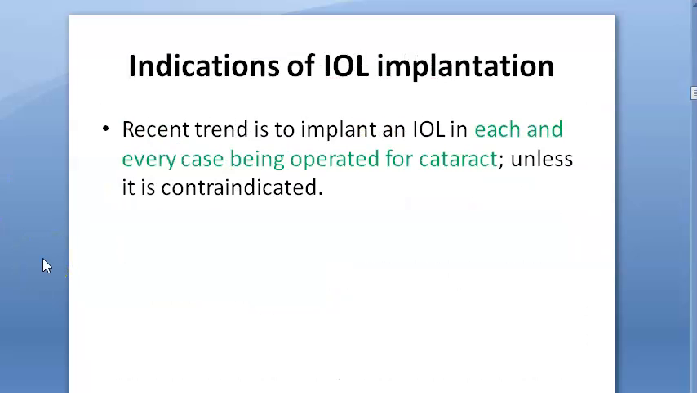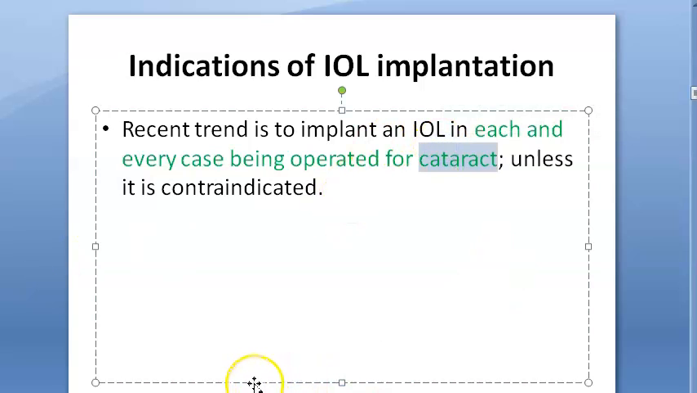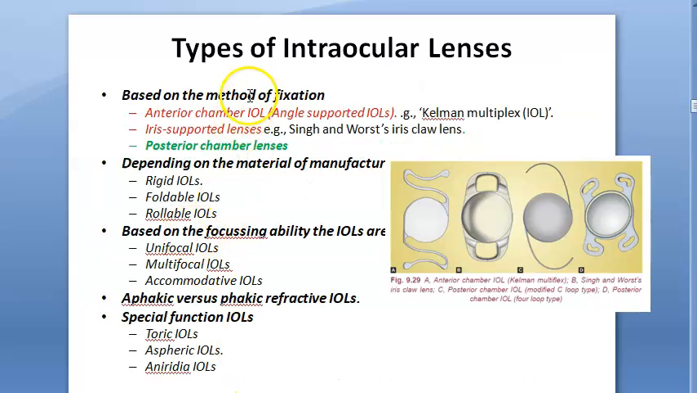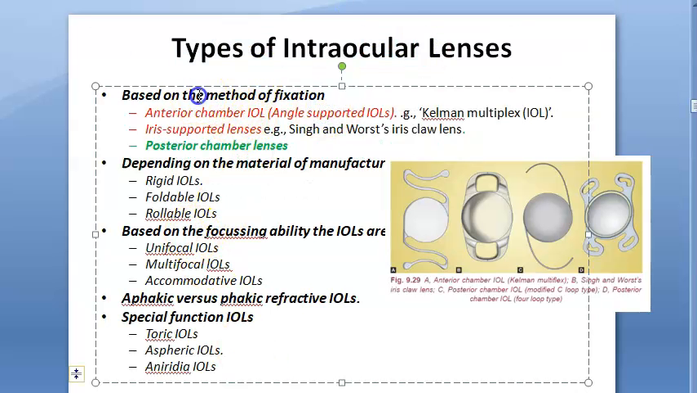Indication for IOL implantation: each and every case of cataract, unless contraindicated. So in cataract, the lens has become opacified, so remove the natural crystalline lens and put an IOL. Types of intraocular lens you have, based on method of fixation.